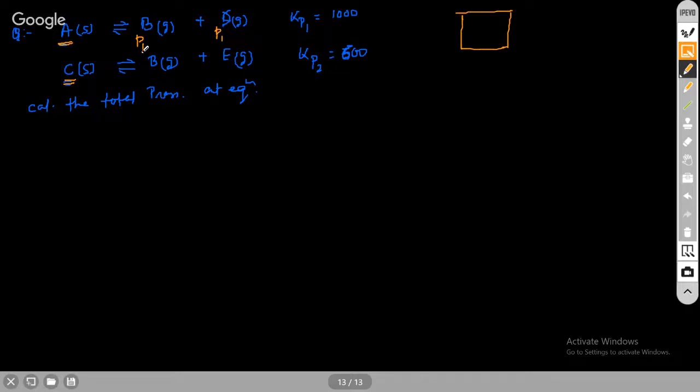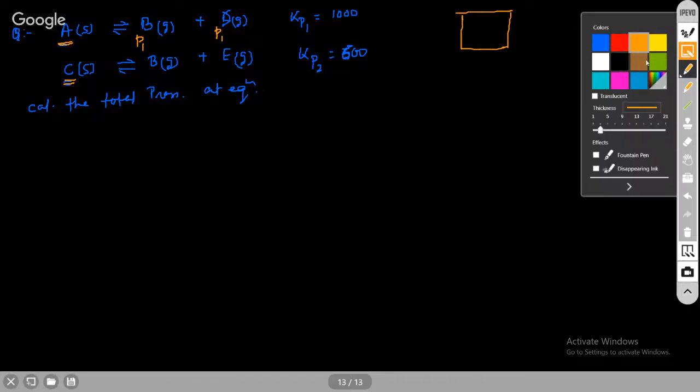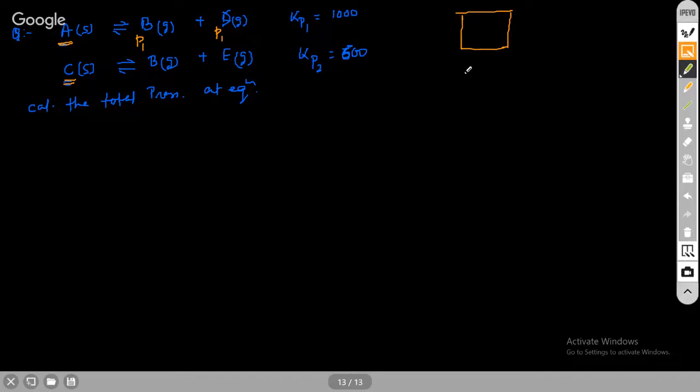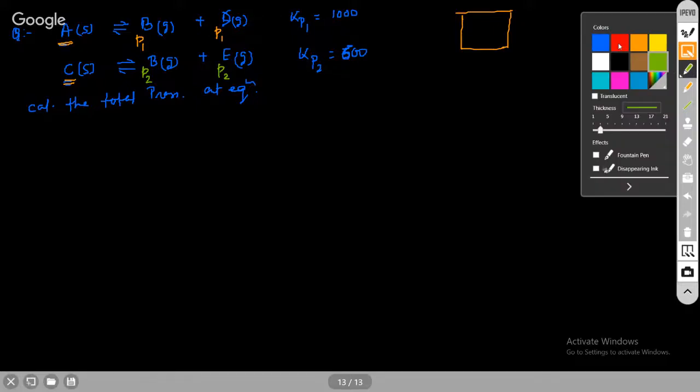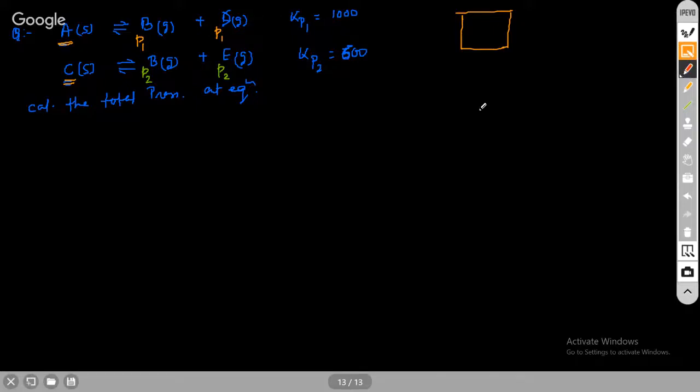Okay, now here I assume the partial pressure of B in the second reaction is, suppose, P2. Here I am assuming this as P2. 1 mole we have, so this is also P2. But you see, the reaction is taking place in the same container. Like I said, both reactions affect the equilibrium of each other. So B in the reaction vessel, whether it is coming from this reaction or this reaction, both depend on each other. So the total pressure of B will be P1 plus P2.